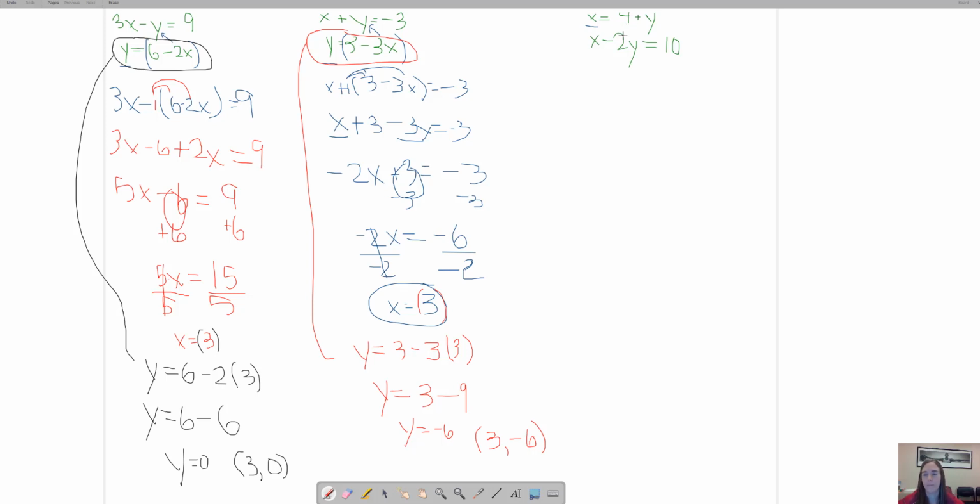So this one, the process is the same, but we're starting with a different variable because it's our x by itself. So we're going to take everything that x equals, and we're going to put it in place of the x right there. Okay, so I'm going to have 4 plus y minus 2y equals 10. Okay, so again, this is like a positive 1 in front of the parentheses. If I multiply that through, it's not going to change anything. So I'm just going to rewrite it without my parentheses.